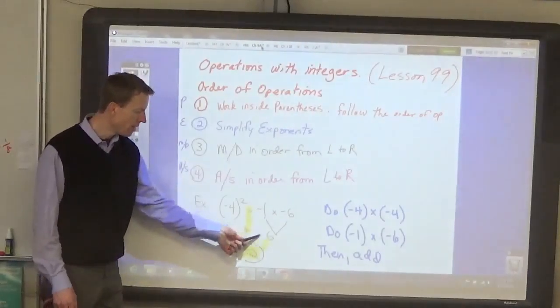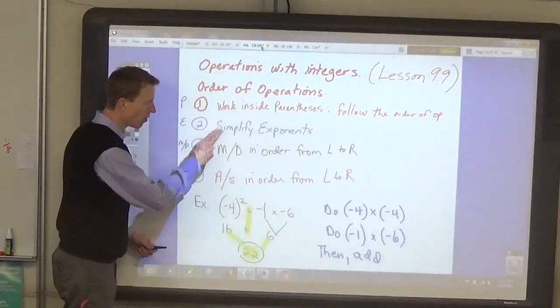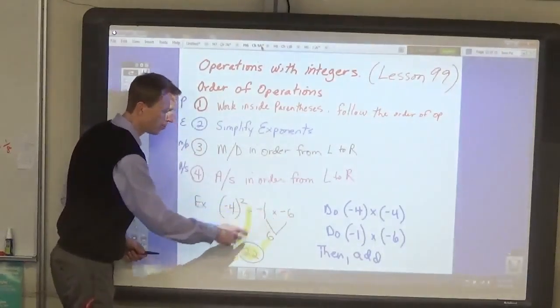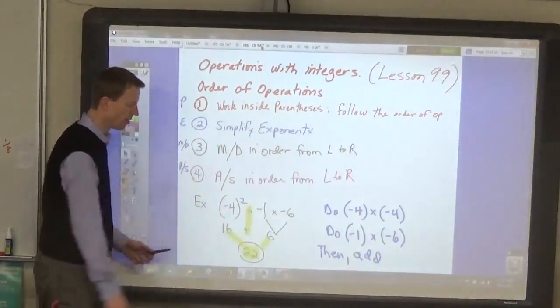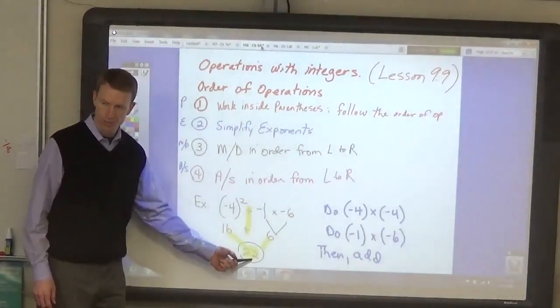And then do the addition. We're done with step 3. We've done all the exponents, we've done all the multiplication. Last step is to do addition. 16 plus 6. That's 22.